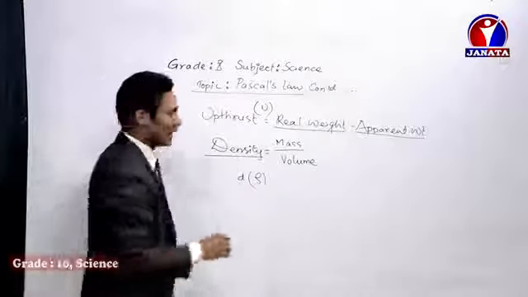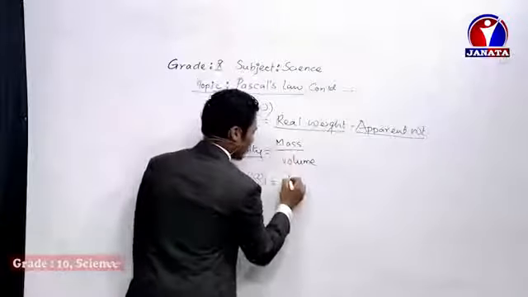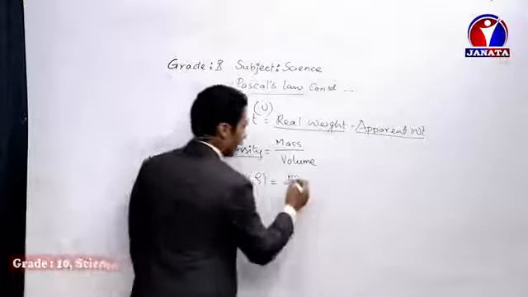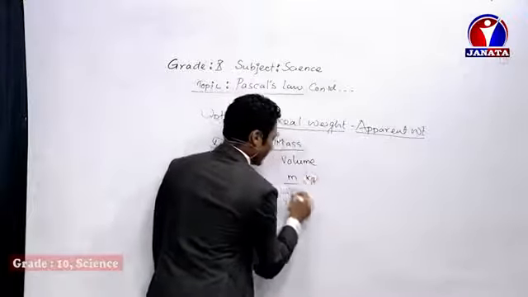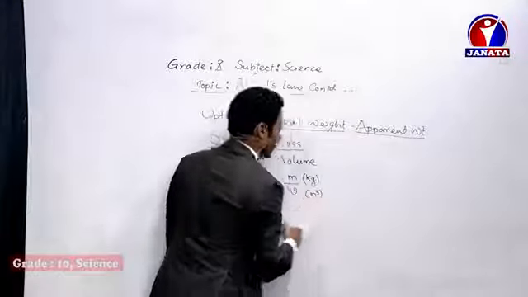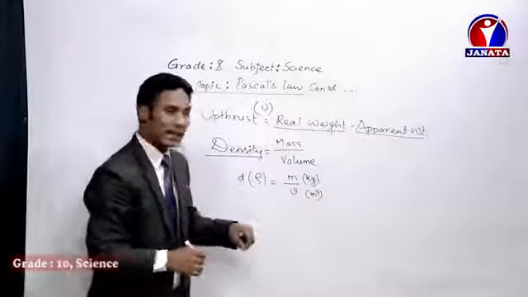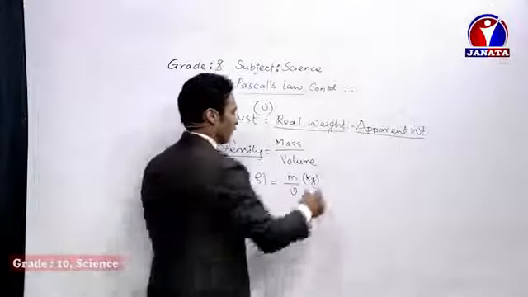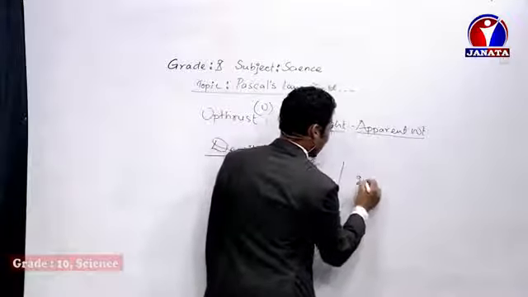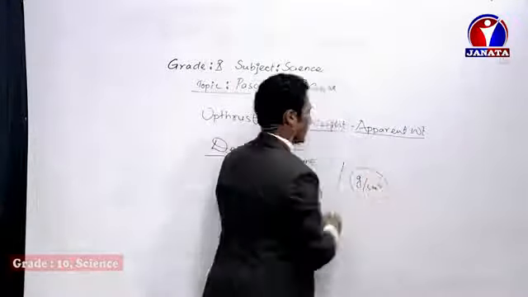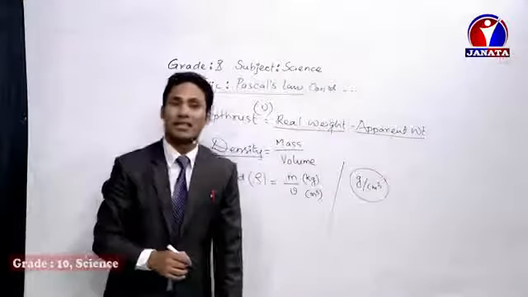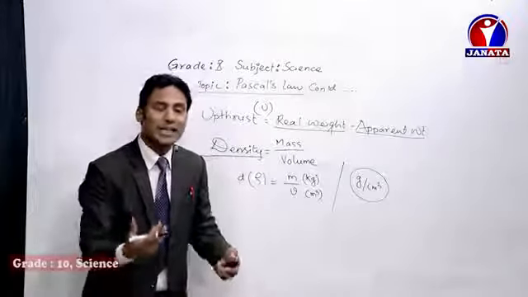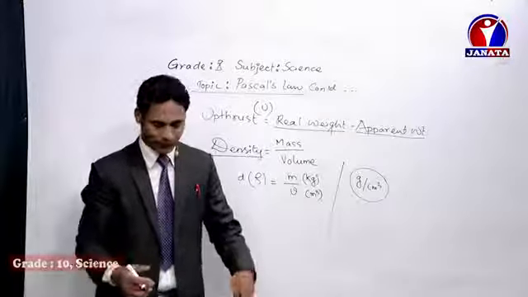And this density is equivalent to mass m by volume v. The unit of mass is kg and the unit of volume is meter cube in the SI system of units. That's why the SI unit of density is kg per meter cube, and in the CGS system of units we measure it in gram per centimeter cube. So gram per centimeter cube is the CGS unit of density, whereas kg per meter cube is the SI unit of density.